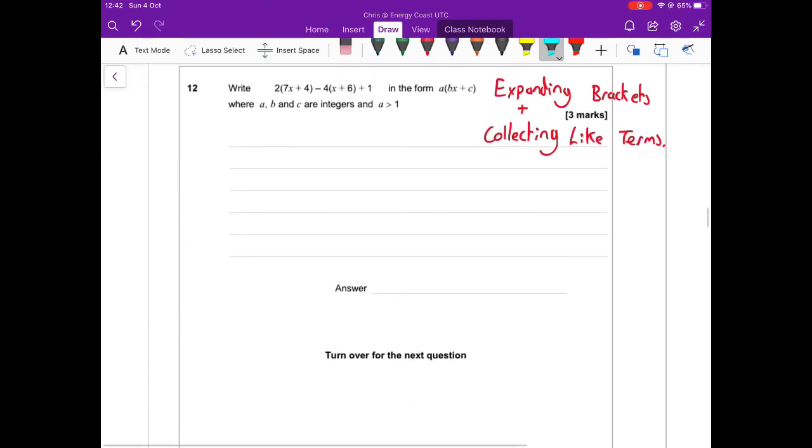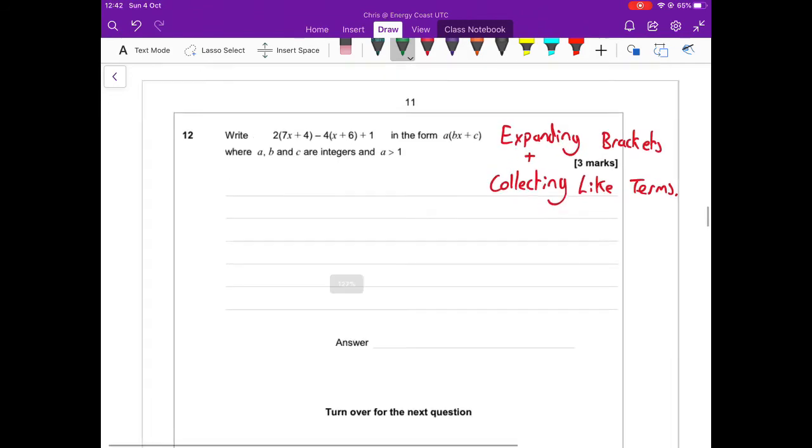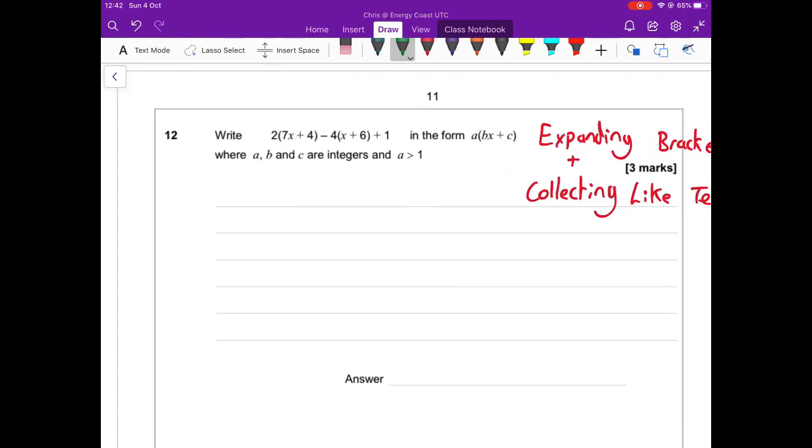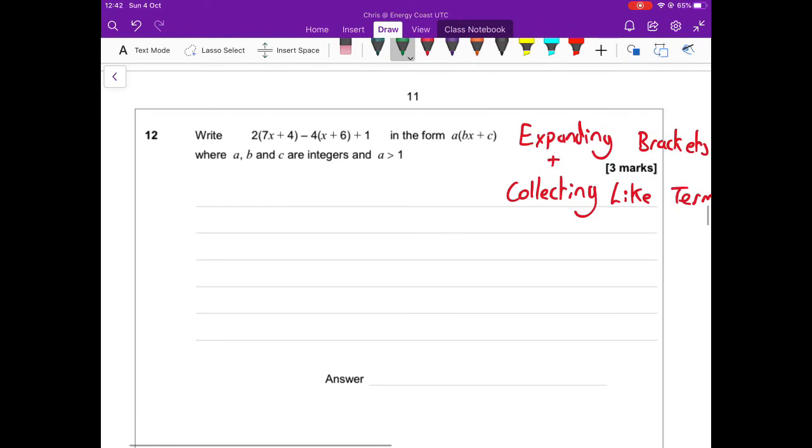Number 12, expanding brackets, collected like terms. I saw a lot of people when they had a look at this and they basically just gave up because it looks a lot worse than it actually is. There are some basics of algebra that we need to have a look at here, and the main bit is expanding a bracket.